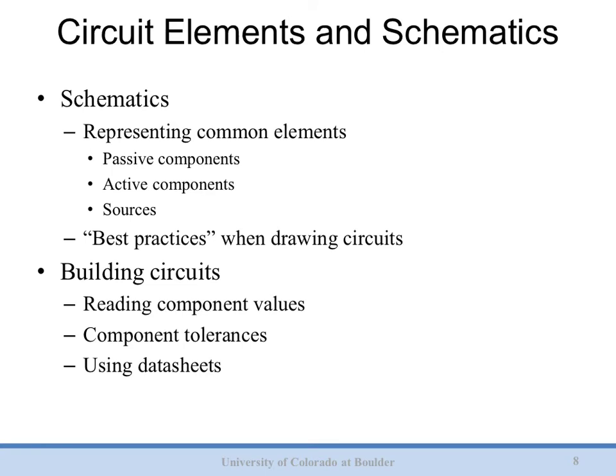So that covers how to draw schematics, and gives you some tips as to best practices. How do you represent these components? Let's talk about reading component values for a little bit here, so that when we're transitioning from our schematic to an actual hardware piece, we'll know how to get the right one.